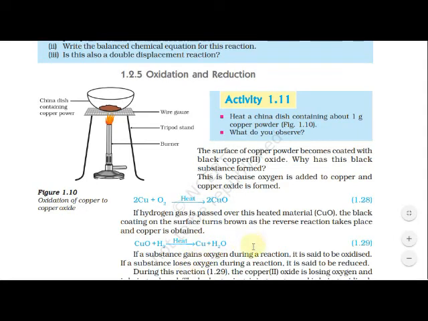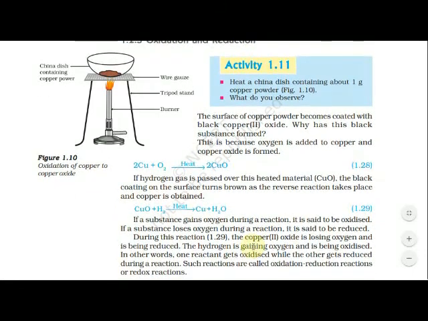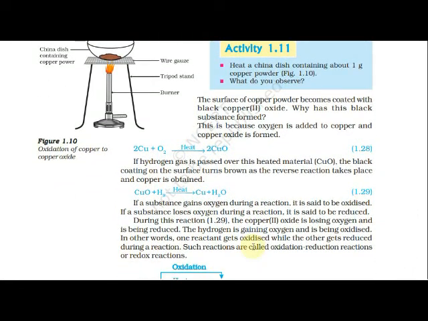If a substance gains oxygen during a reaction, it is said to be oxidized. If a substance loses oxygen during a reaction, it is said to be reduced. Reduction has taken place: loses oxygen, reduction. Gains oxygen, oxidation. During this reaction, copper oxide is losing oxygen.